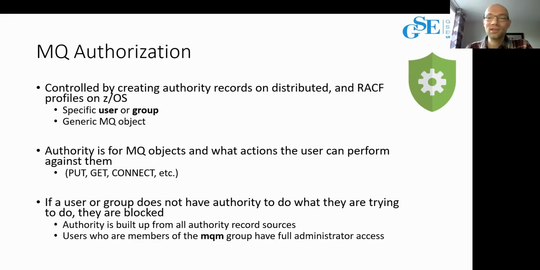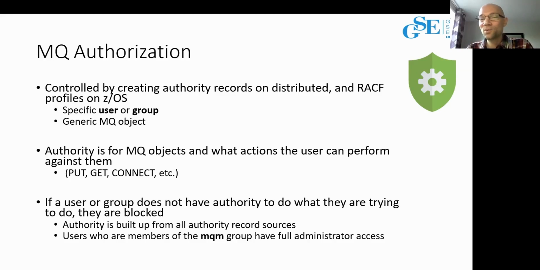But as far as MQ is concerned, it's actually the user ID that it works on when it does the authorization checks. Now, this is something that is at a high level the same across MQ, regardless of which platform it's running on, but the implementation details do differ between distributed and z/OS systems. So on distributed, you issue MQ commands essentially to add authority records to grant users access to certain MQ resources.